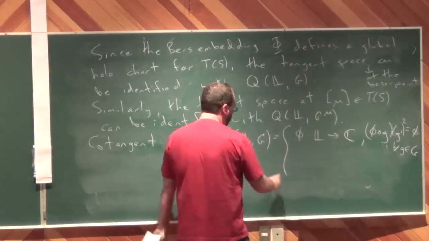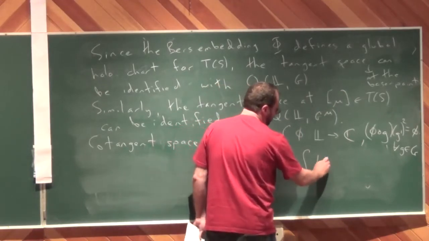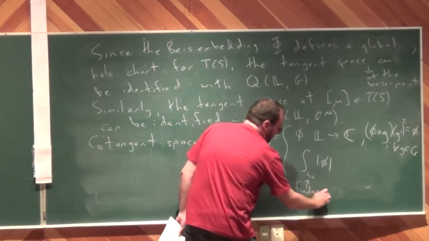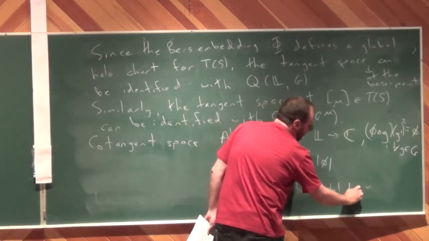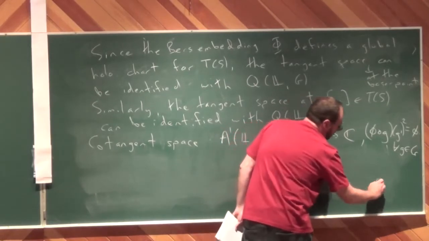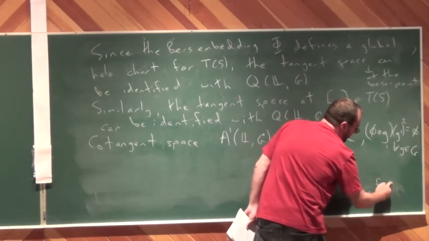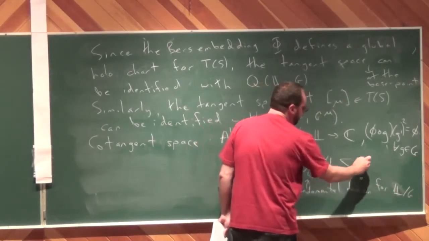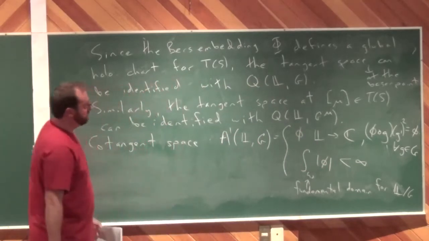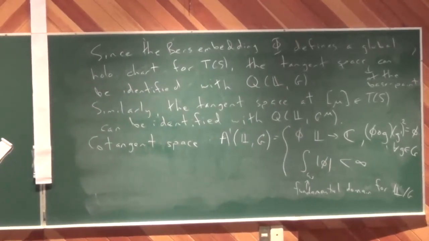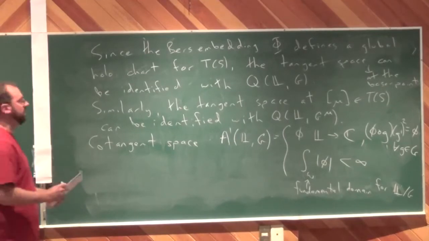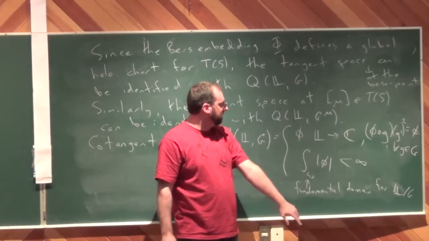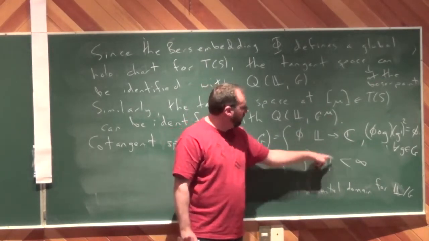And so that's the integral over omega, where omega is a fundamental domain for L quotiented by G. We want that to be finite. So having this definition means you project onto the surface to a holomorphic quadratic differential on the surface whose L1 norm is finite.